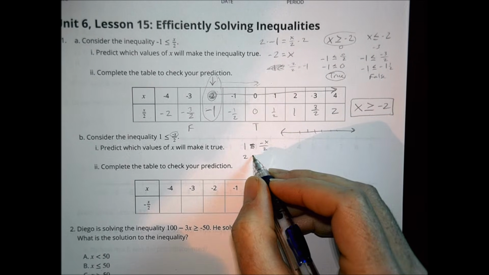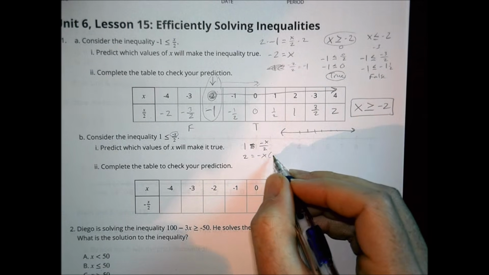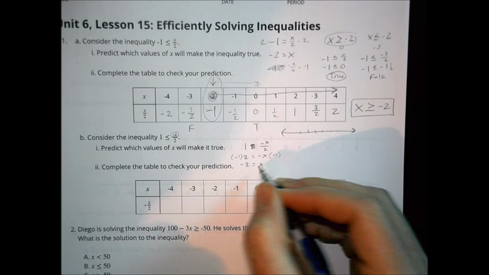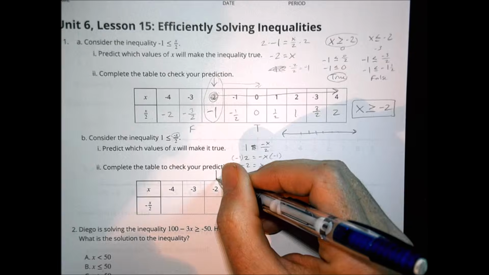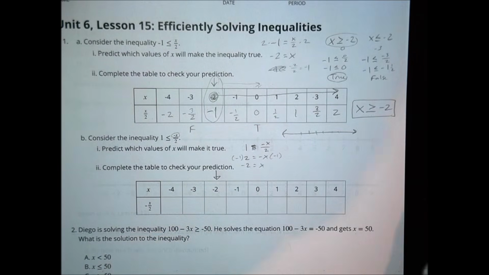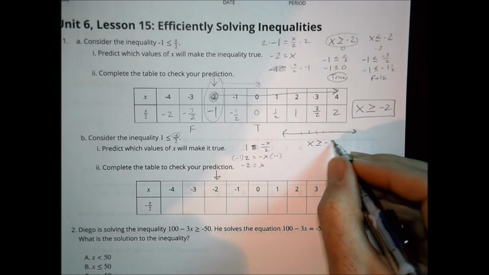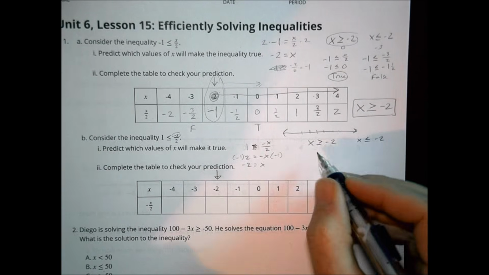This becomes 2 equals -x, and I can multiply both sides by -1, so that -2 equals x. So again, we have the same boundary point, which is at -2. That's our boundary point. But now let's see which direction it's going to be. Is x going to be greater than or equal to -2, or is x going to be less than or equal to -2? We plug in some points.